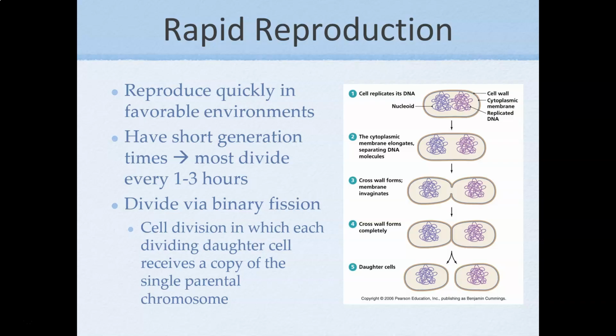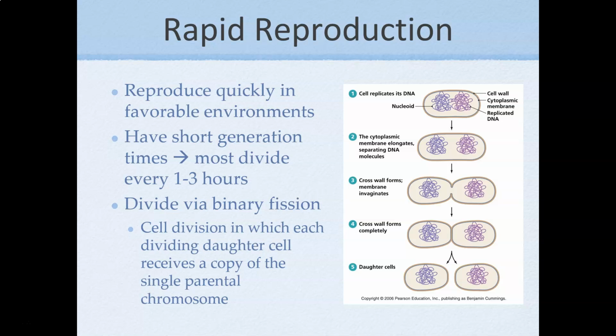First and foremost, they just reproduce really quickly. Assuming that they've got favorable conditions in their environment, they can have some really short generation times. The vast majority of species that we are aware of, under favorable conditions, can divide and create a new generation anywhere between 1 to 3 hours. Something like E. coli, under the optimal conditions, can actually form a new generation in 20 minutes.